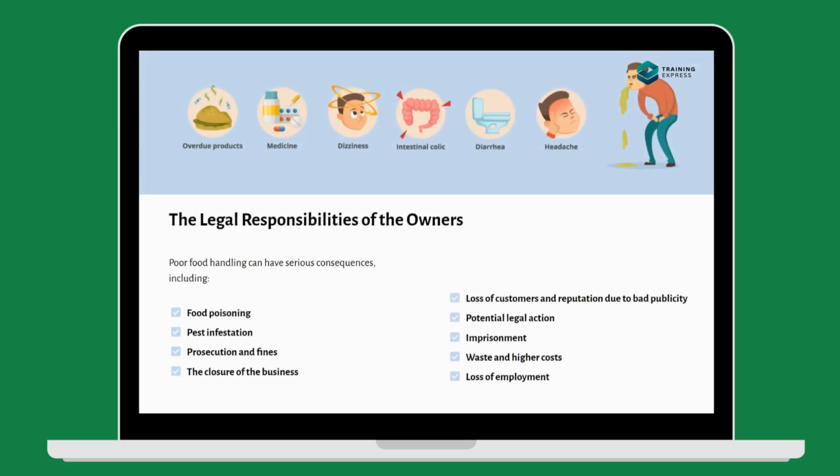The legal responsibilities of the owners. Poor food handling can have serious consequences, including food poisoning, pest infestation, prosecution and fines, the closure of the business, loss of customers and reputation due to bad publicity, potential legal action, imprisonment, waste and higher costs, loss of employment.